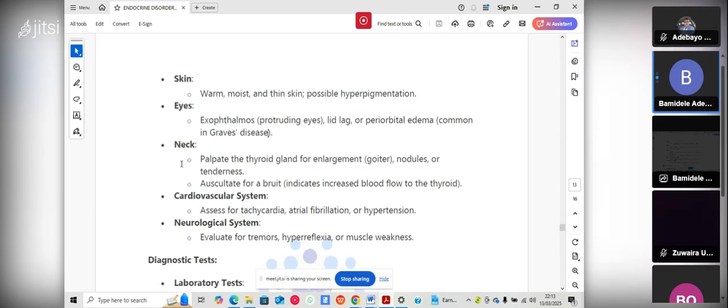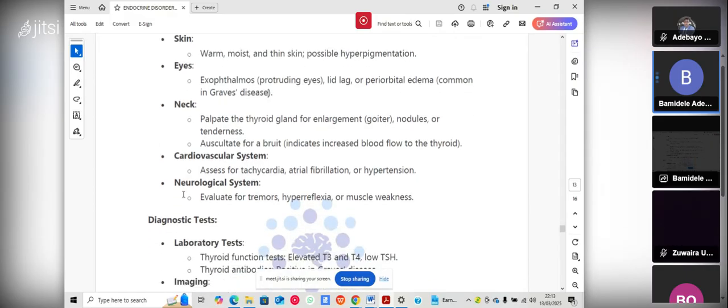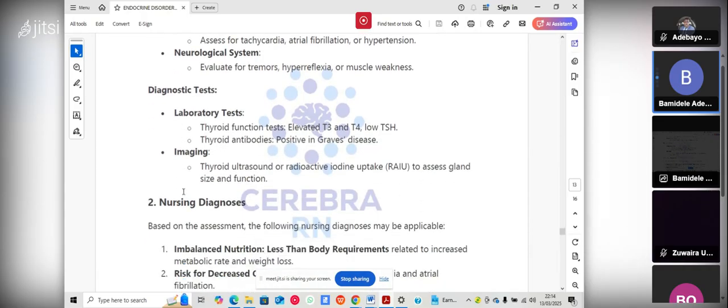So cardiovascular system is also very important. Why? Because the thyroid has a very huge impact on the cardiovascular system because it increases the heart rate due to increased basal metabolic rate. So all of this you need to know.